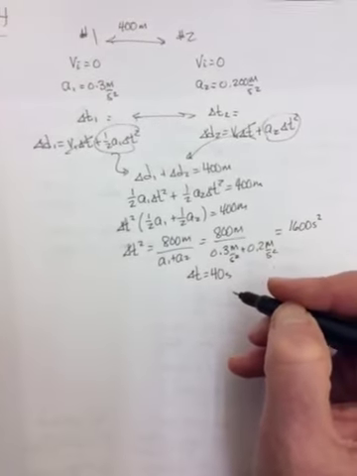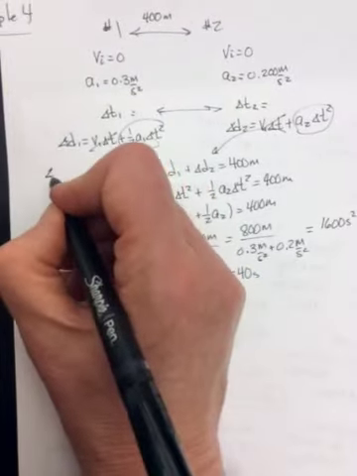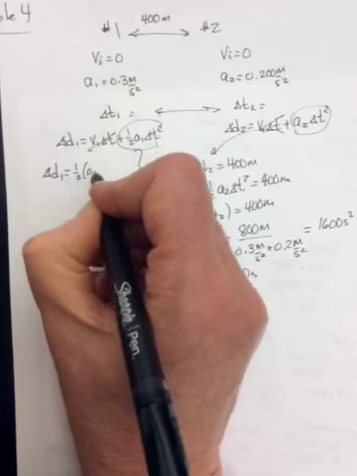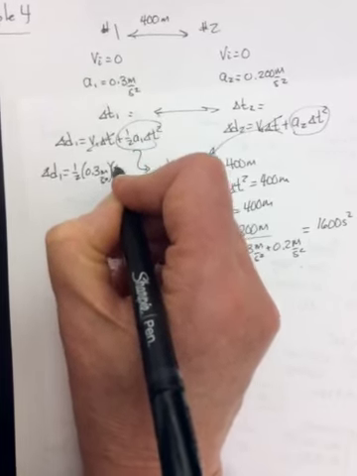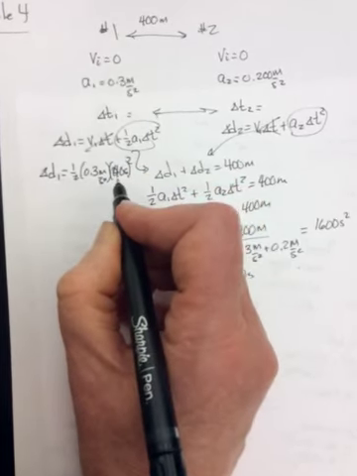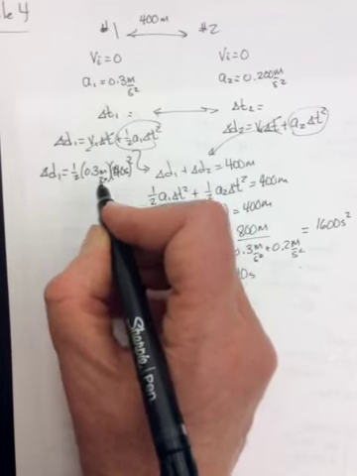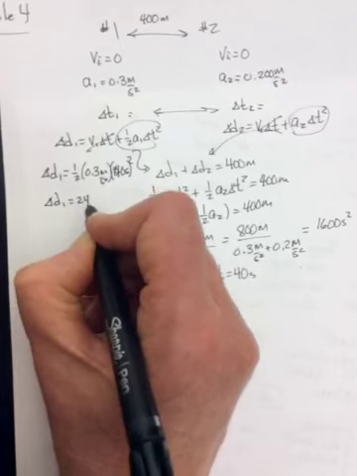Go back to the question. It says how long before they meet, how far has each traveled? So now go up here and take your 40 seconds and fill it in. So 1/2 times 0.3 meters per second squared times, whoops, that's supposed to be 40 seconds squared. 40 seconds squared is 1600, half is 800, multiplied by 0.3, so 80 times 3, delta d1 is 240 meters.